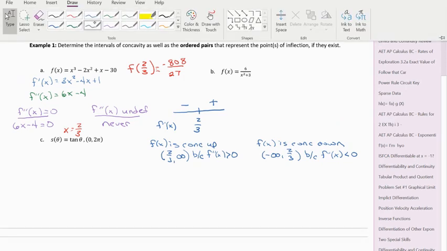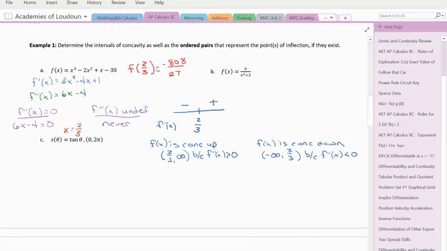So after we have the concavity, we can see that f of x has a point of inflection, POI, at (2/3, -808/27) because f double prime of x changes signs.